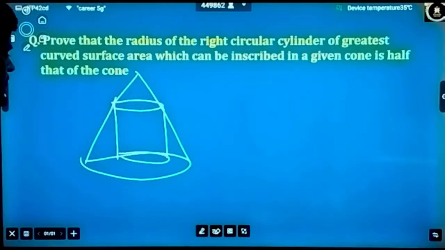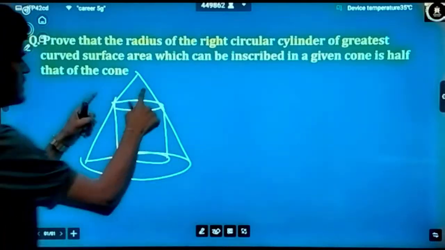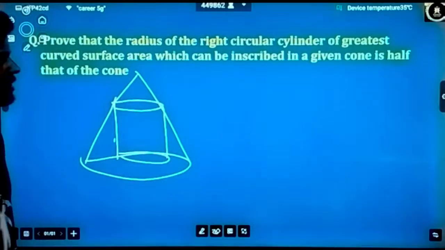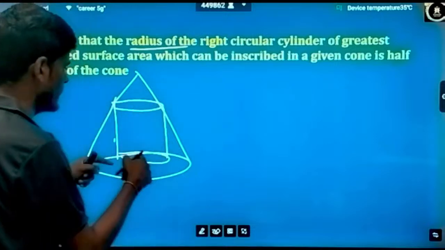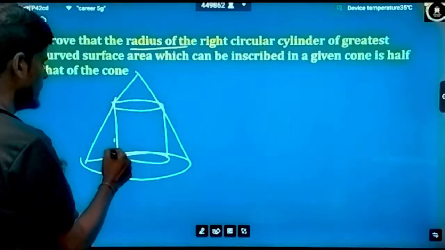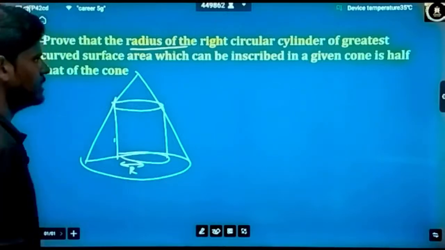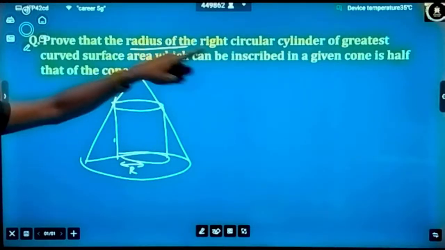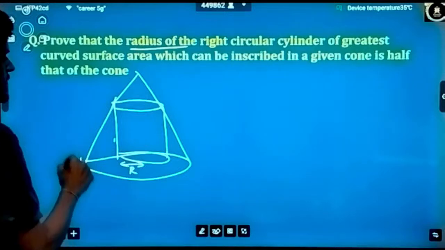This cylinder is inscribed inside a cone. Okay, sir. The cylinder is inscribed inside a cone, and what do we need to prove? We don't know the radius of the cylinder. Let's take this radius as capital R. We need the radius of the cylinder of greatest curved surface area, where the curved surface area is maximum.